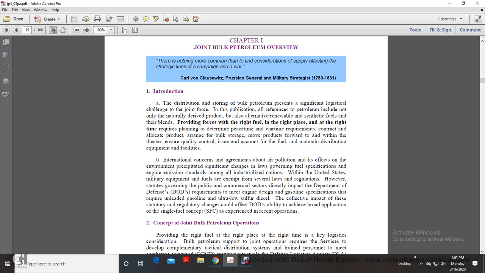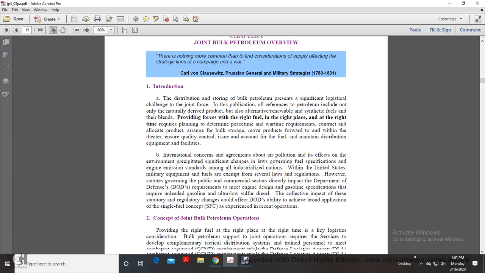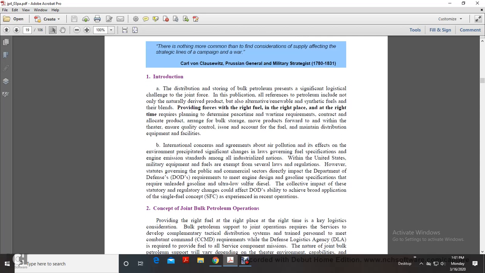International concerns and agreement about the air pollution effects of the environment precipitated significant change in the laws governing fuel specifications and engine emissions standards among all of the industrialized nations. United States military equipment fuels are exempt, except for civil law. Several laws and regulations, however, govern the public commercial sector and directly impact Department of Defense requirements to meet engine design and gasoline specifications, such as required uniform unleaded gasoline and ultra-low sulfur diesel. The collective impact of these statutory and regulatory changes could affect the Department of Defense's ability to achieve broad application of the single fuel concept, as experienced in recent operations.